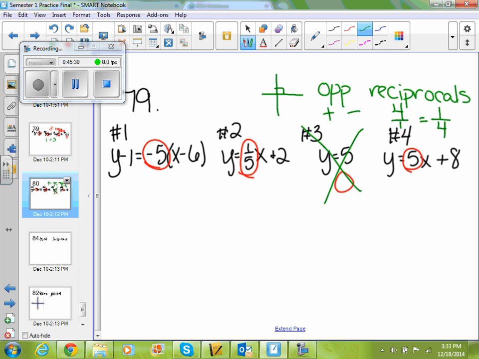Okay, then we have to identify reciprocals. So which ones are reciprocals? So 1 and 2, right? We have -5 and we have 1/5. So one's negative, one's positive, and now the fraction's flipped over because this is like 5/1. So then we would say that 1 and 2 are going to be our perpendicular lines.